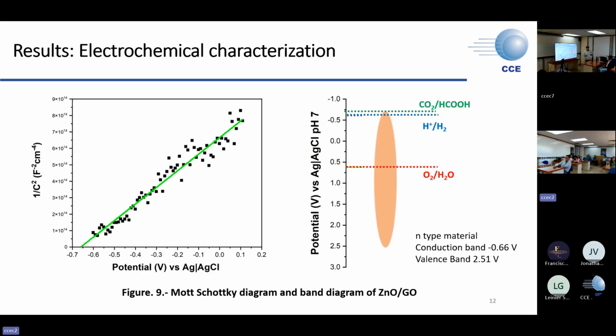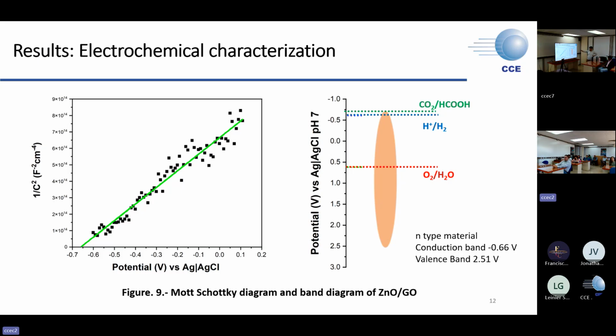We perform some electrochemical experiments. As you can see, this is the Mott-Schottky plot. With this, we find the kind of conductivity of the material. We have a positive slope, which means that we have an N-type material. It means that it is a photoanode, which means that we can promote oxidation reactions.